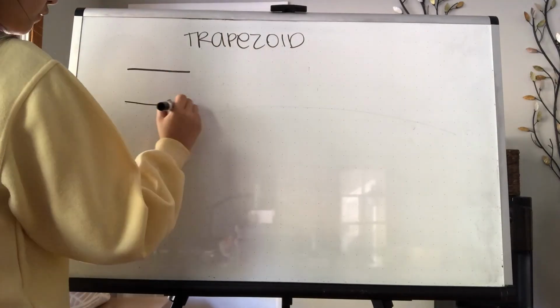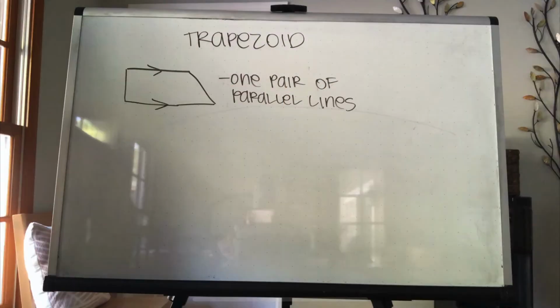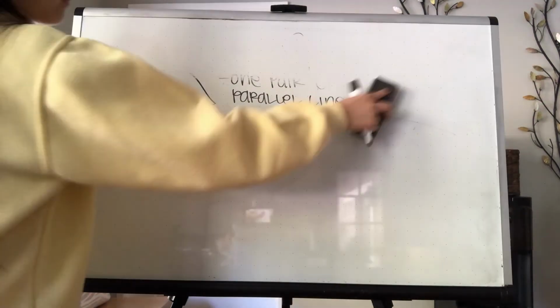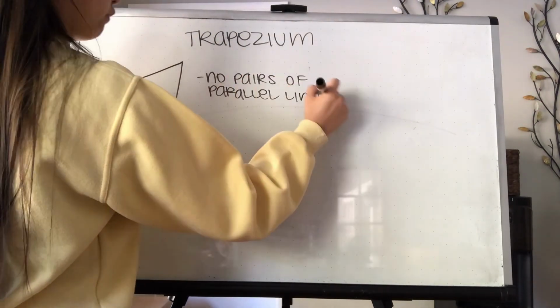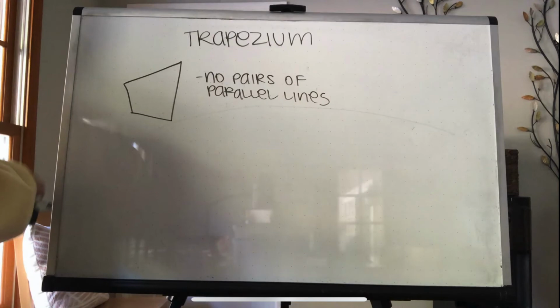The next quadrilateral is a trapezoid, and a trapezoid is when there is only one pair of parallel lines, as shown in the picture. And next we have the trapezium, and this funky looking shape is a quadrilateral that has no pairs of parallel lines.